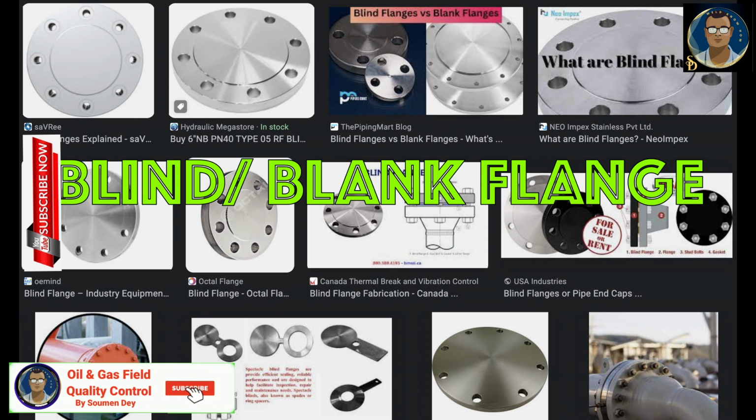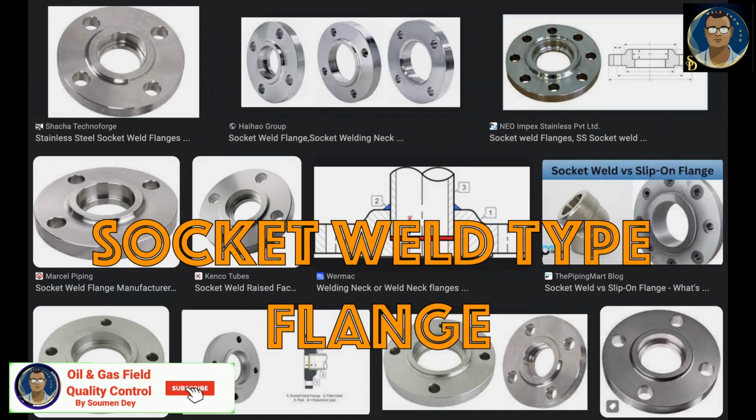A blind flange is a flat plate. The blind flange is one of the key requirements to isolate or limit a piping spool during hydro test. For permanent use, I already discussed, but for hydro test, the blind flange is an integral part. It is extensively used. Socket weld type flanges, the 6th one.